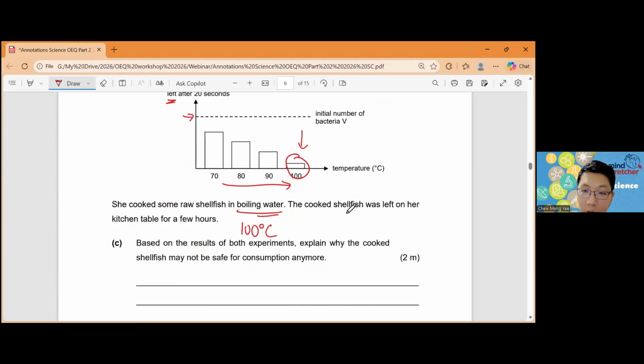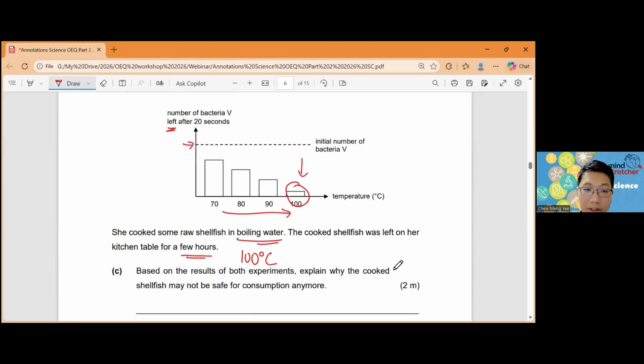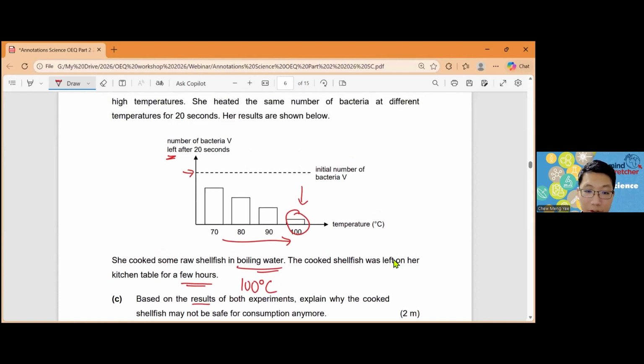Okay, then the cooked shellfish was left on her kitchen table for a few hours. Okay, so explain why the cooked shellfish may not be safe for consumption anymore because she left it for a few hours. What will happen then if she left it for a few hours? Okay, but we need to relate to the results, right? So you look at the results here. What happens in this graph?